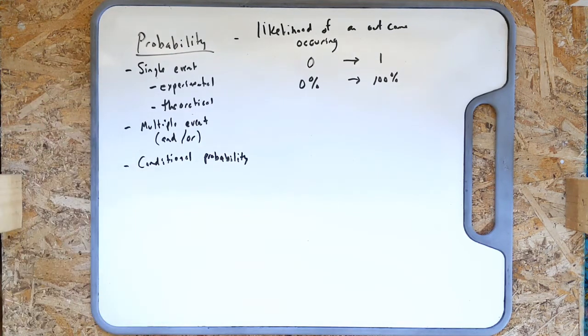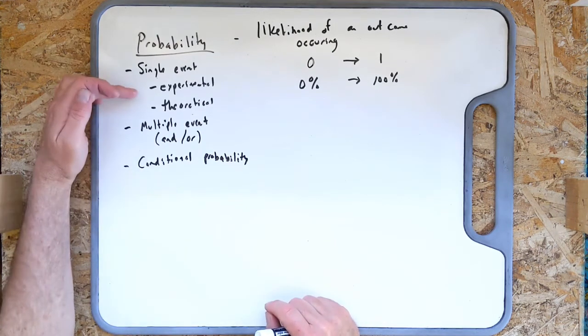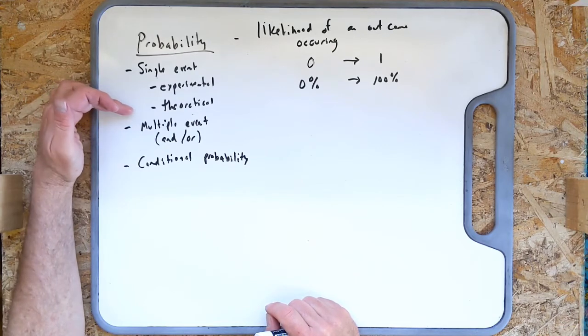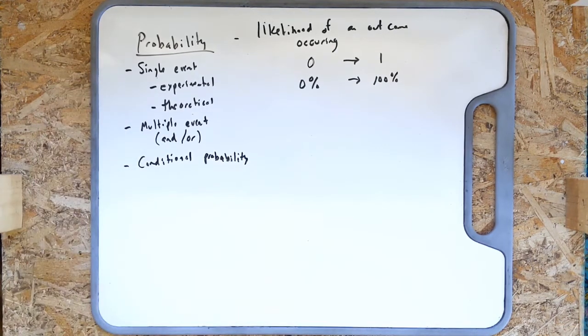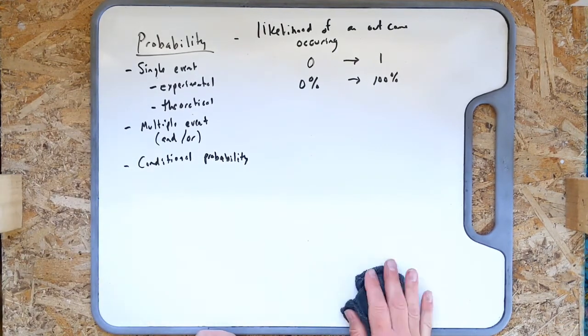I'm going to start with single event probability, the likelihood of a single event occurring. There are two types of ways of finding probability. One is experimental, and the other one is theoretical. Experimental is just done through measurement. Let me give an example of that.